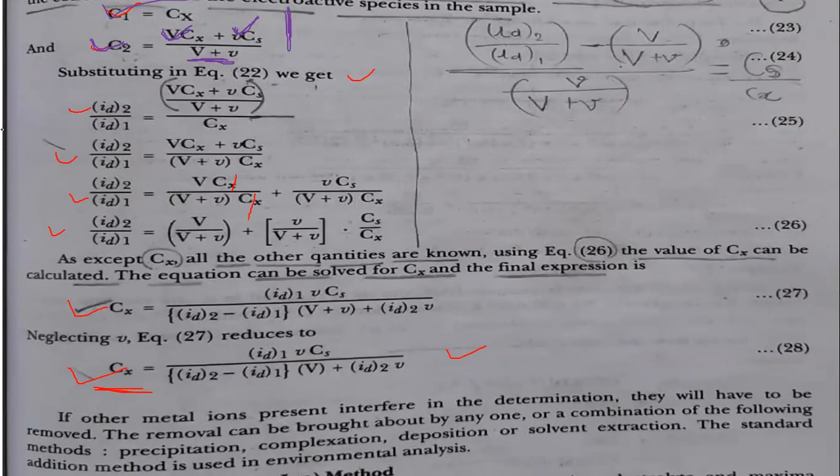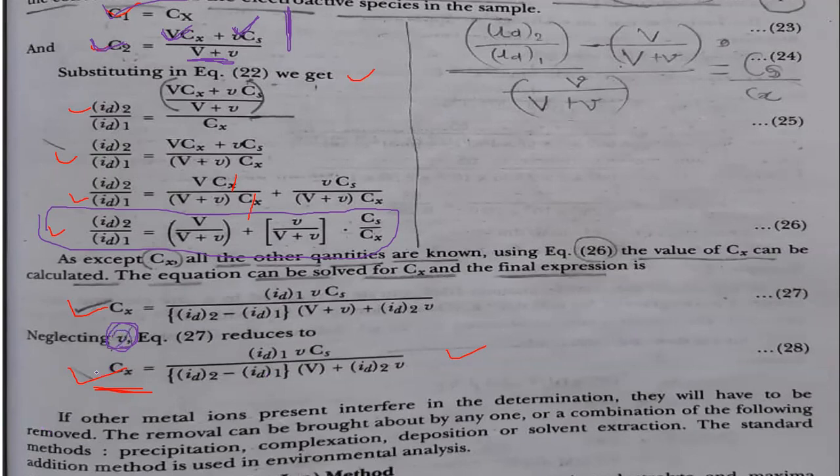So what you will get finally is this equation, and again by solving this, as we know that except Cx, all other quantities are known. So by putting those values, and in the final equation, as we know that the volume of standard added is negligible. It's very small.